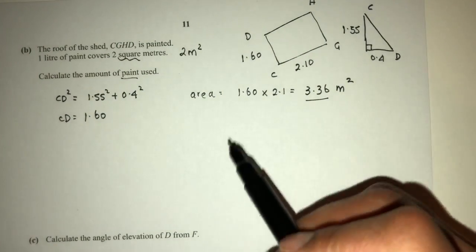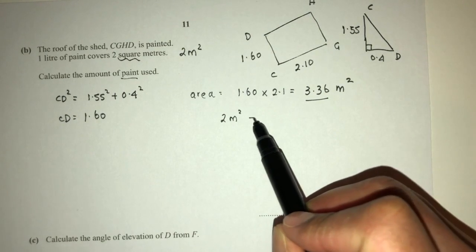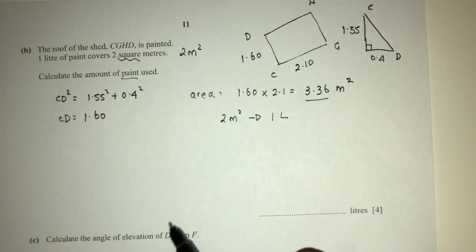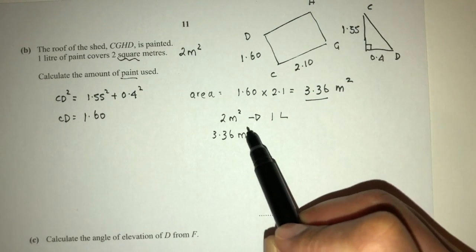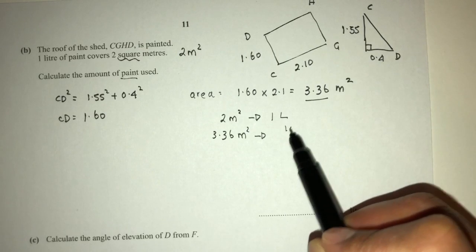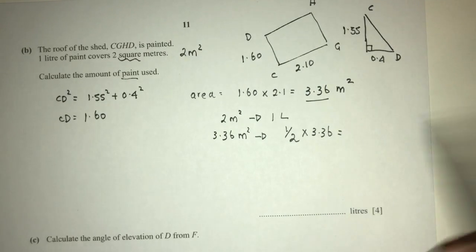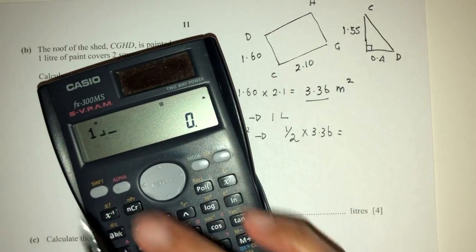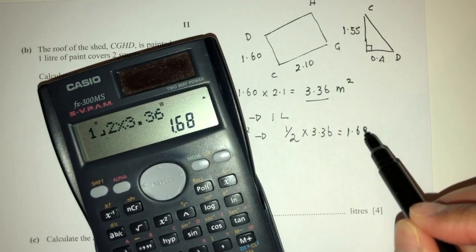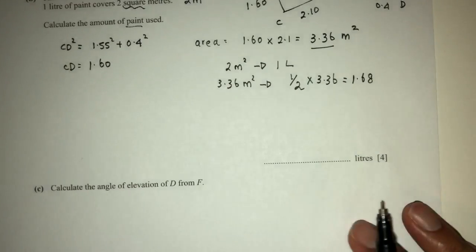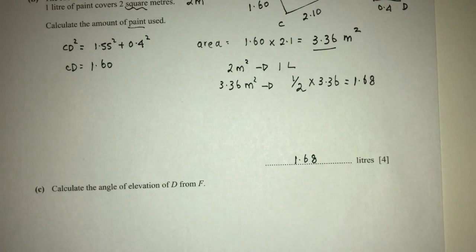Now we know that for 2 meters squared, you will have to use 1 liter. Now for 3.36 meters squared, we have to use 1 divided by 2 times 3.36. So let's try that. Half times 3.36, that will be 1.68. So basically we have to use 1.68 liters for painting the roof.